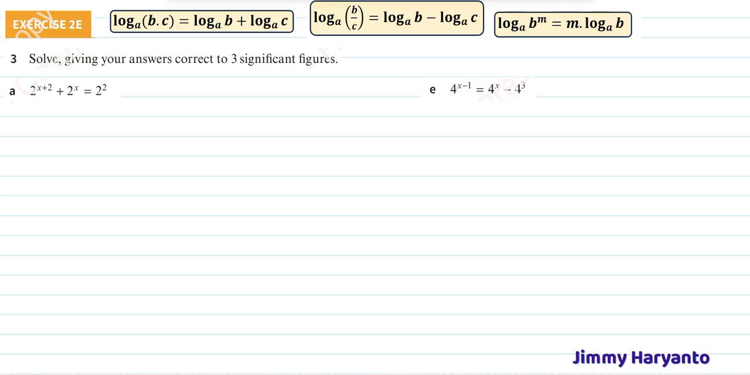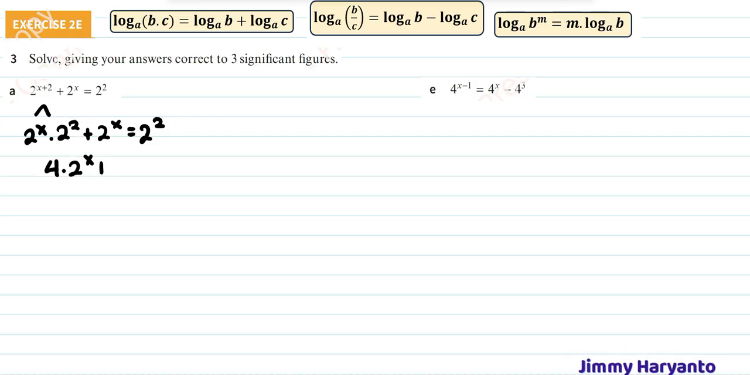Next is 3a. For 3a, you have to separate this one. It will become 2 to the power of x times 2 to the power of 2 plus 2 to the power of x equals 2 to the power of 2. And then this one will become 4. So 4 times 2 to the power of x plus 2 to the power of x equals 2 to the power of 2. This one is the same, that means we can add them together.